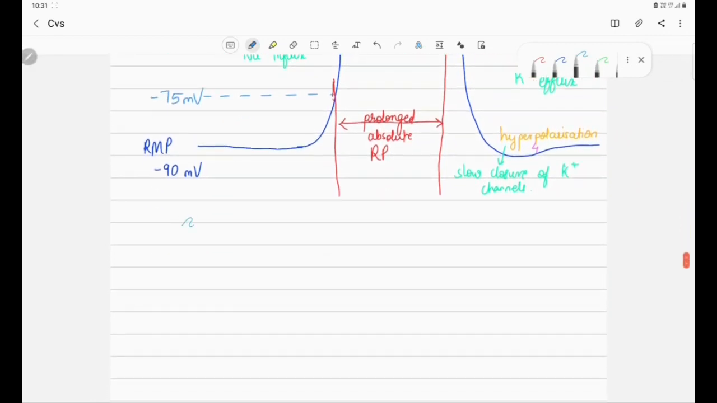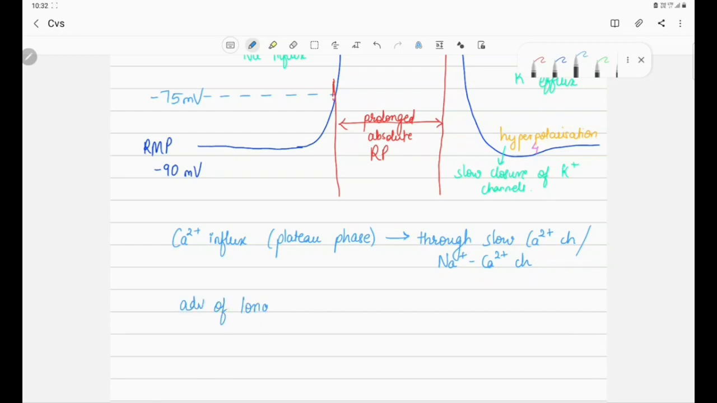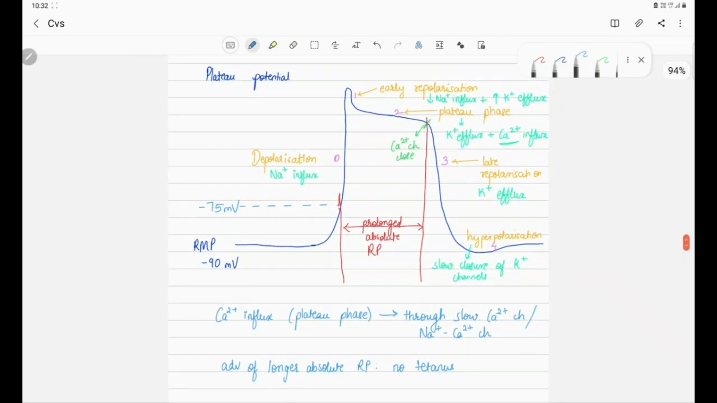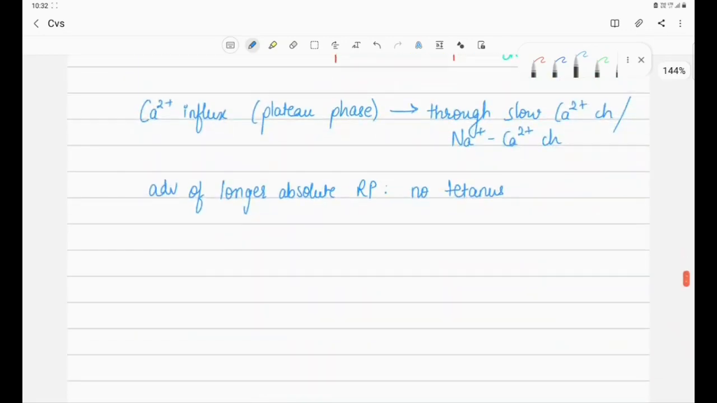Now here first we will see the calcium influx occurring in the plateau phase. This calcium influx is occurring through the slow calcium channels or the sodium calcium channels. Then we have this prolonged absolute refractory period. The advantage is that there will be no tetanus of the heart. So this is the plateau potential.